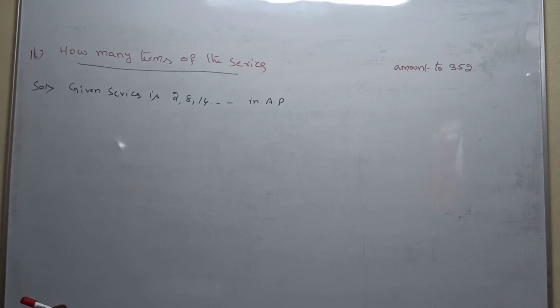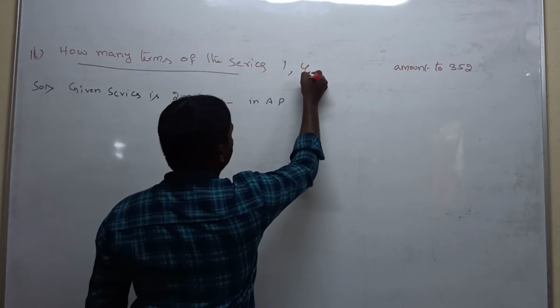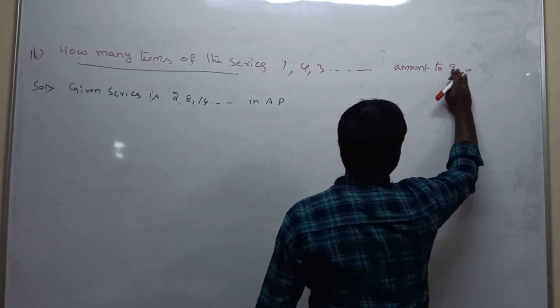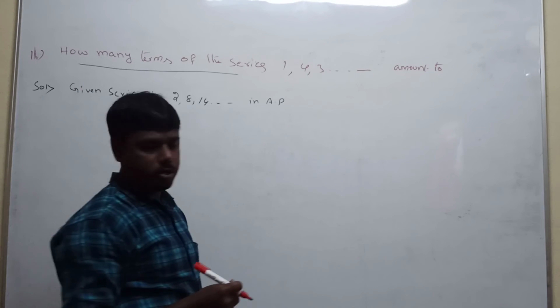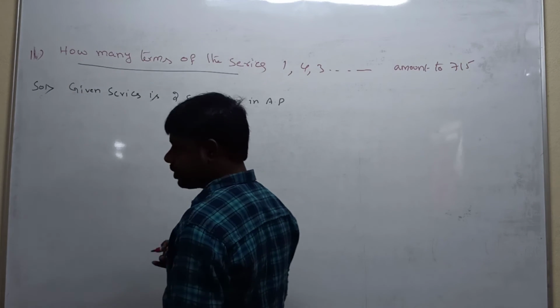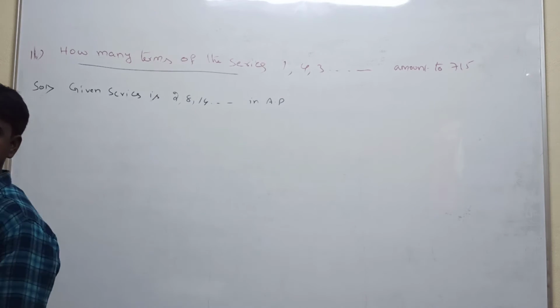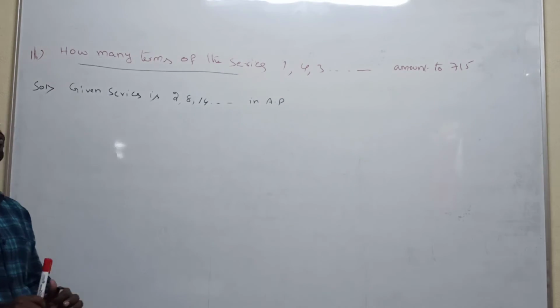Now, how many terms of the series 1, 4, 7, and so on, amount to a total of 715? Don't get confused. Here also one sequence is given and the total sum is given. We need to find the n value.